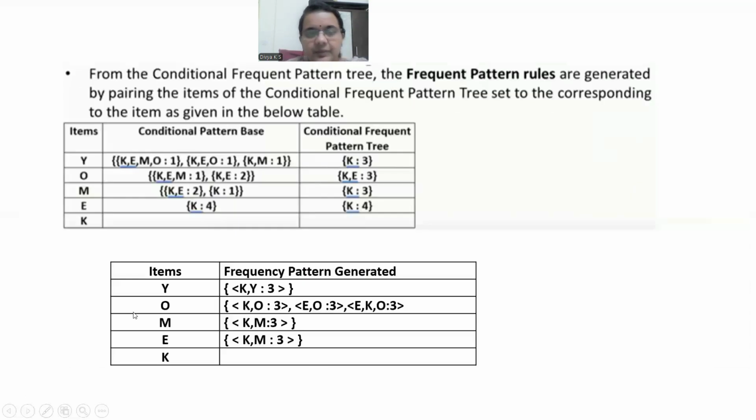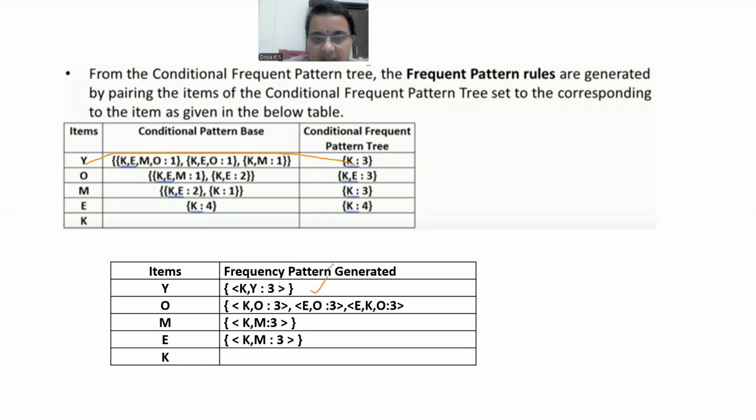Next, from the conditional frequent pattern tree, the frequent pattern rules are generated. Finally we are finding the frequent patterns. We got the conditional frequent pattern tree. Now we have to generate the frequent patterns. Previously we got it like this, no? Now we are generating the frequent pattern K. This K is here, right? This K.